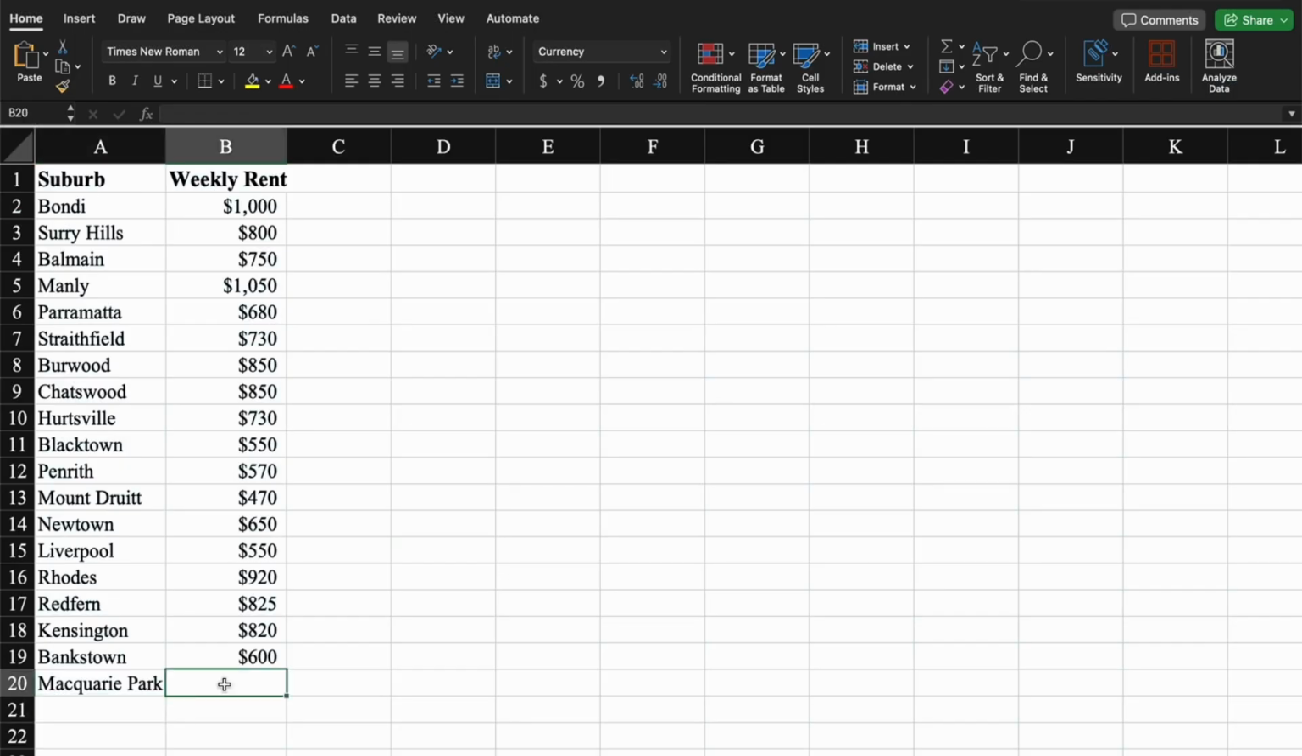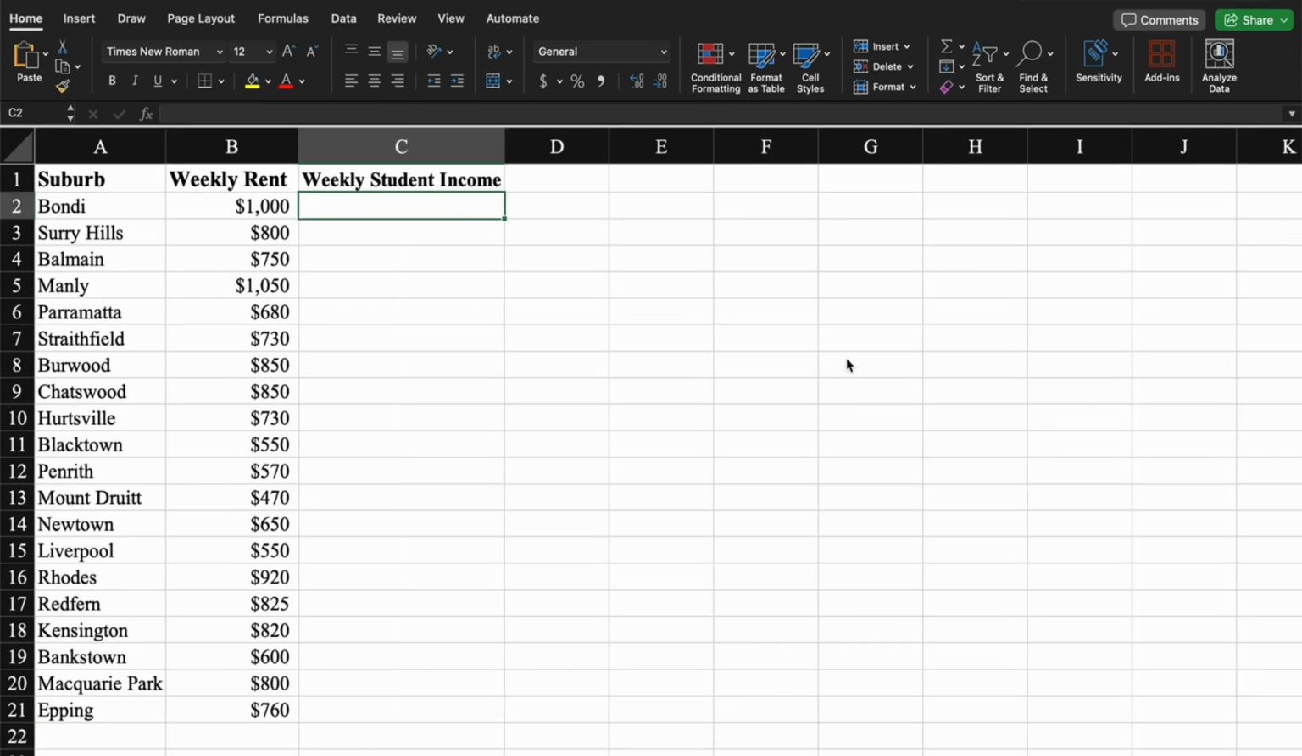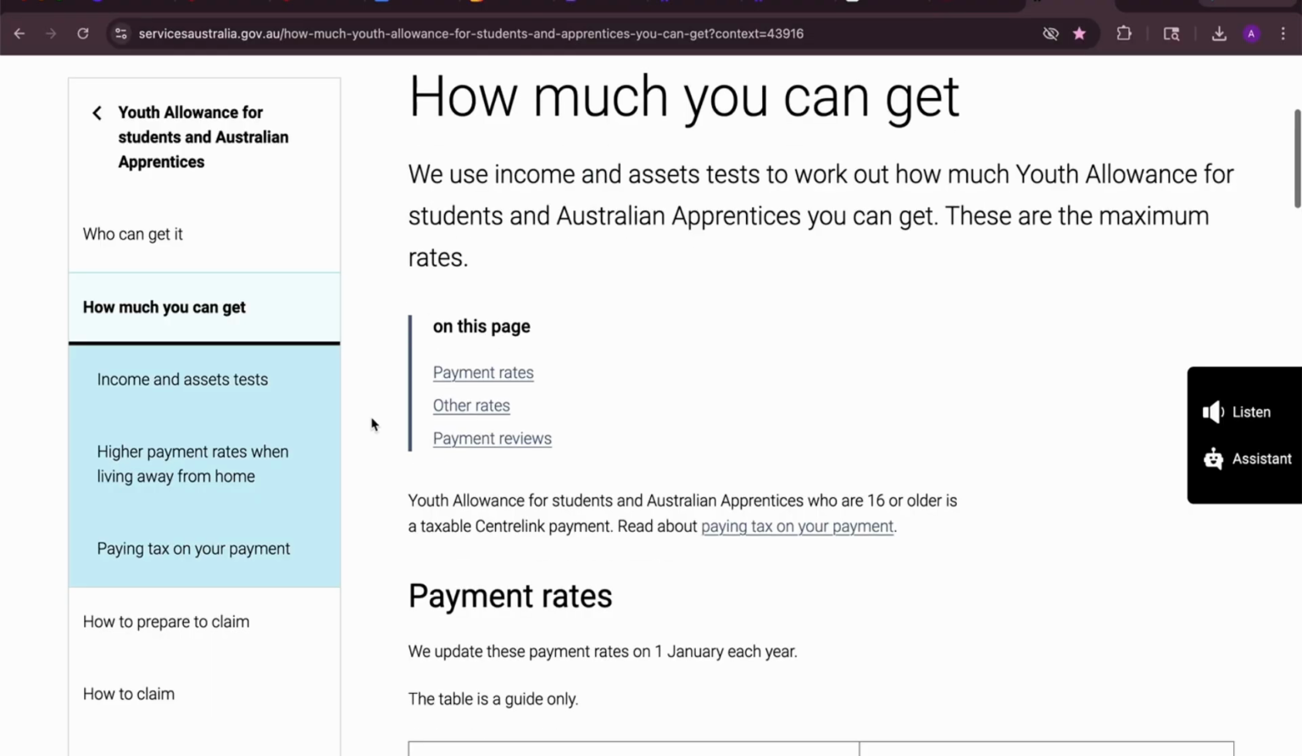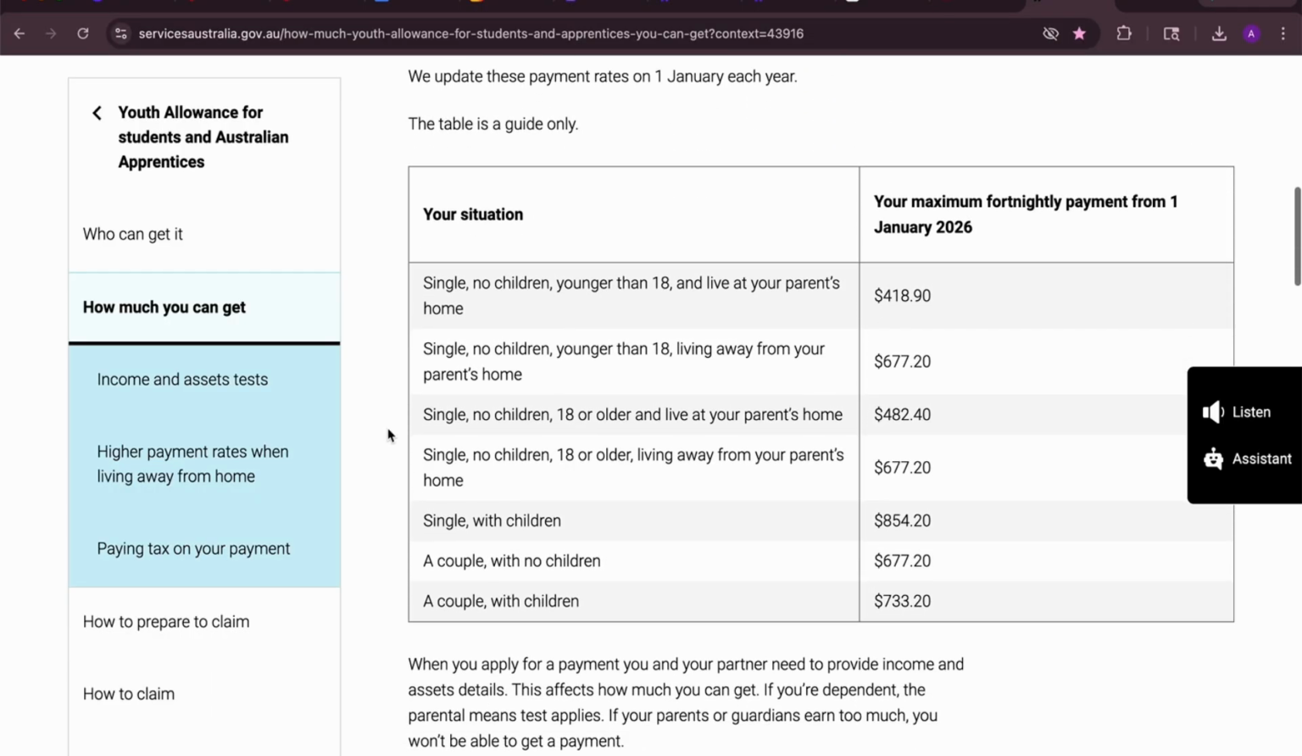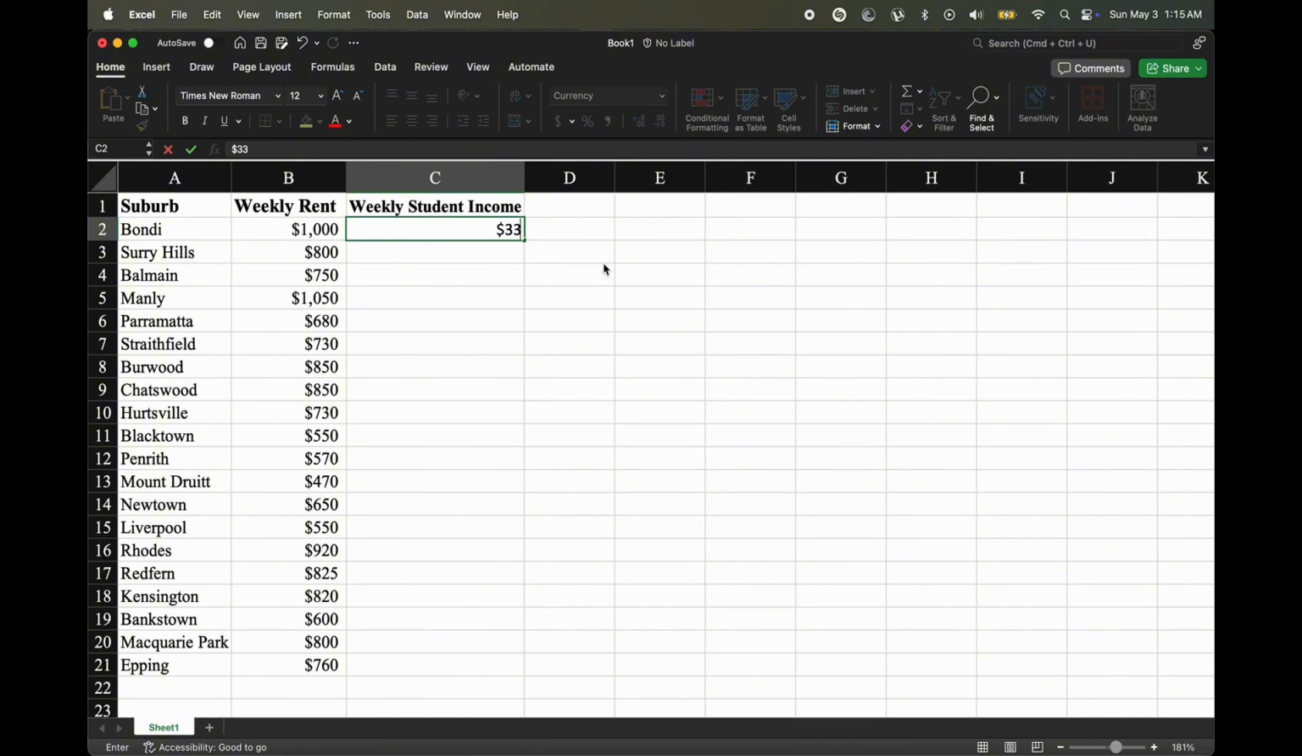I started by organizing everything in Excel. In column A, I listed the 20 suburbs. In column B, I entered the weekly rent for each one. And in column C, I added the weekly student income. I used the youth allowance in Australia, which pays $677.20 per fortnight. So weekly, we are working with $338.60. I filled this figure down across all 20 suburbs by dragging it down.